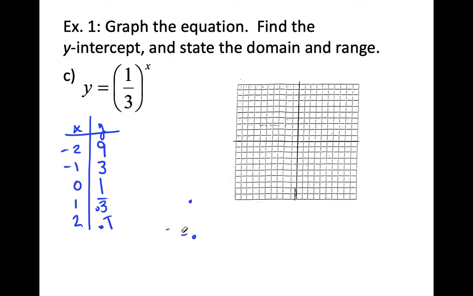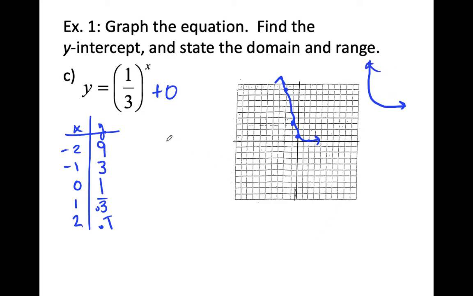Again, if you look at this equation, there's nothing being added or subtracted. So that means it's just like adding 0. So we plot (-2, 9), (-1, 3), (0, 1), (1, 0.3), and (2, 0.1). So when I draw this graph, it's approaching 0, so I don't want to go across that. So they're kind of like this. This is not a very good drawing of it.